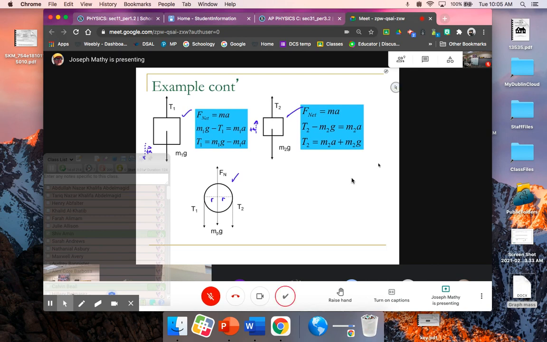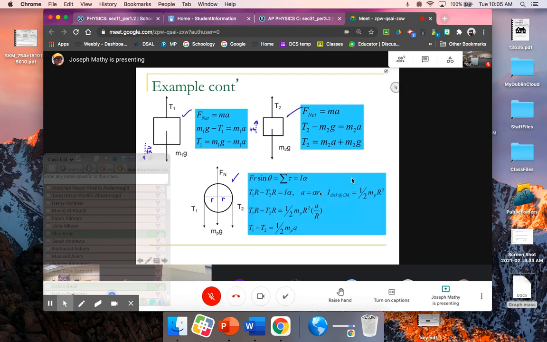What about our pulley? Take a look at our pulley. Okay? So, what would I do a little differently? That's what I would write at first: F times R equals I alpha. And that is a torque.